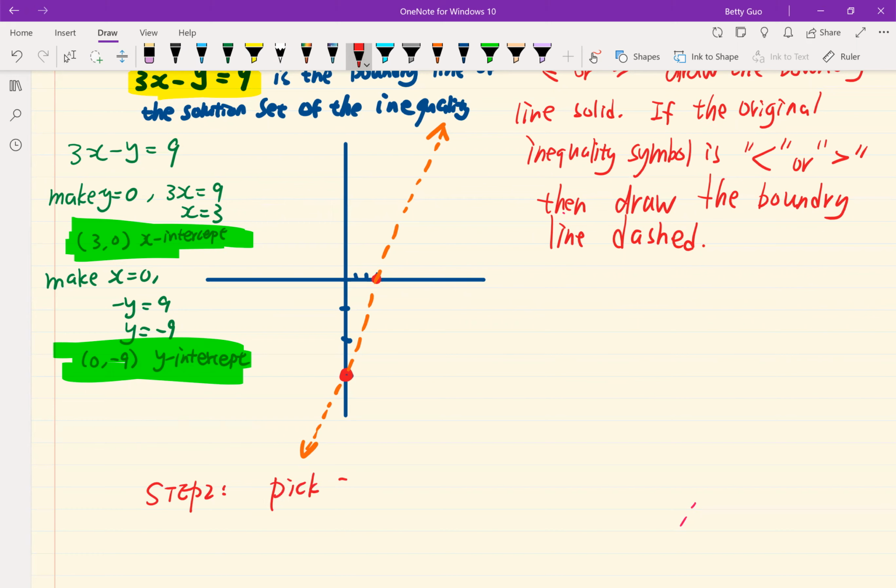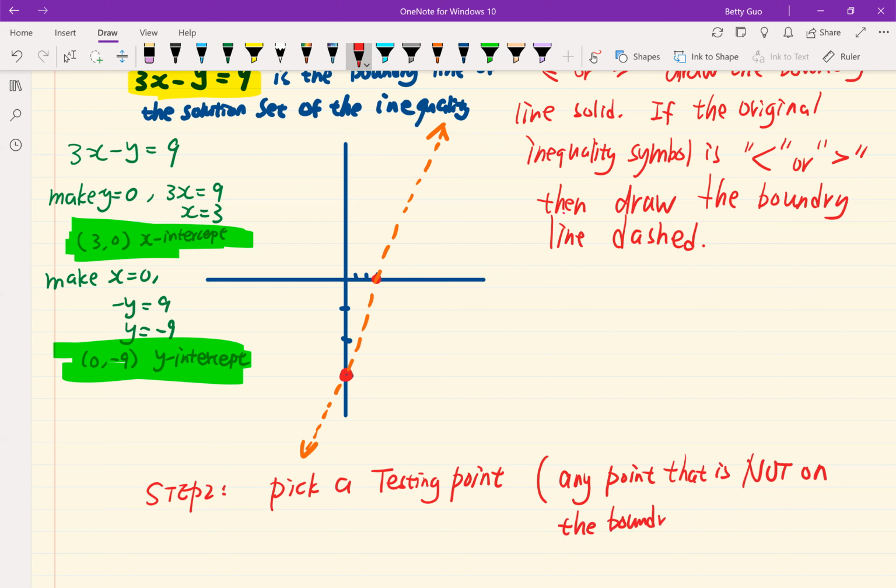Pick a testing point. What is a testing point? Any point that is not on the boundary line can be used as a testing point.